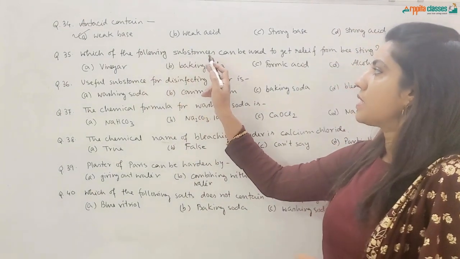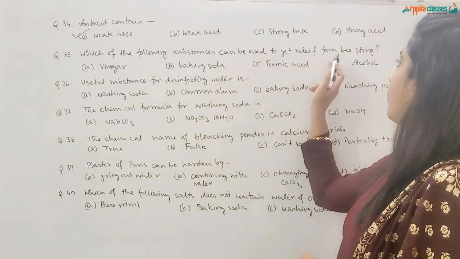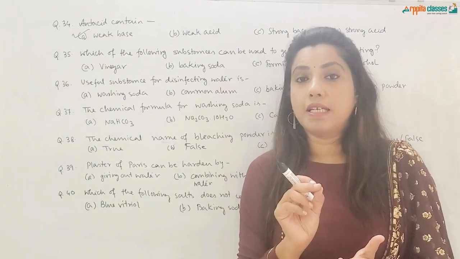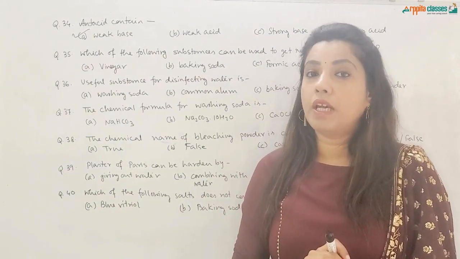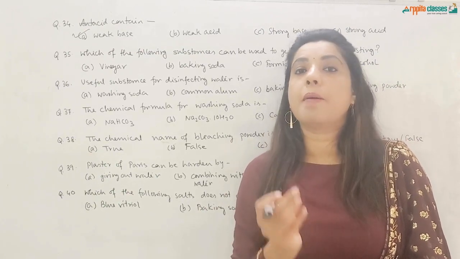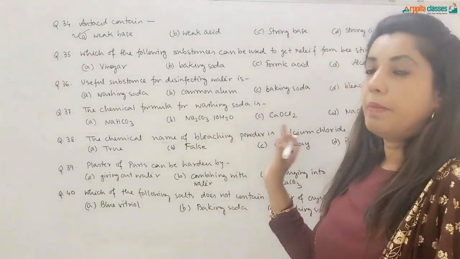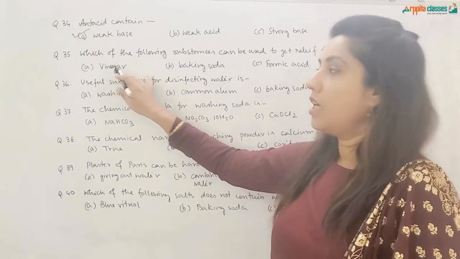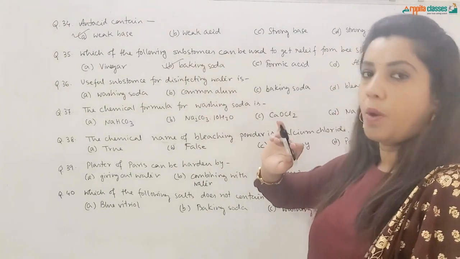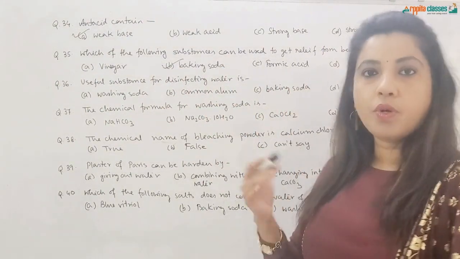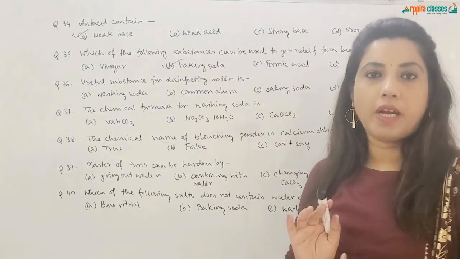Which of the following substances can be used to get relief from bee sting? Now when a bee stings, it releases formic acid or methanoic acid in our body. So that formic acid or methanoic acid can be neutralized by some base only. So let us see which is a basic component from the options. Vinegar, no, vinegar is acetic acid. Baking soda is the right option. It is basic in nature. Formic acid, no. And alcohol is also acidic in nature. So baking soda is the right answer.